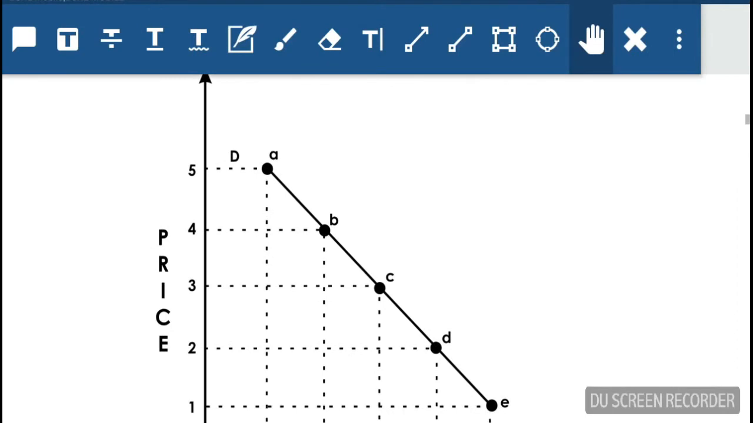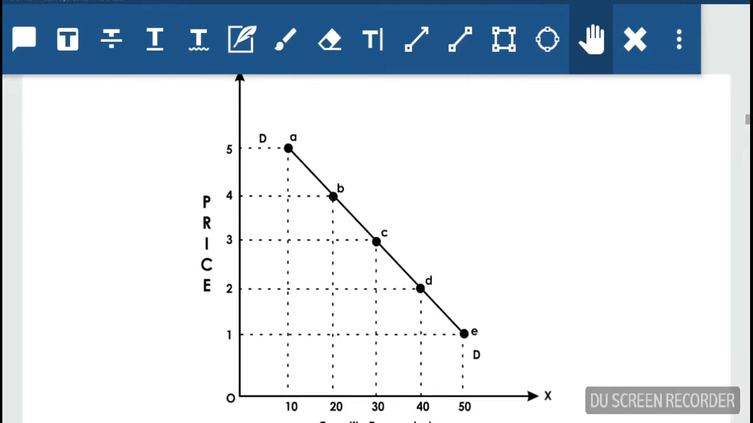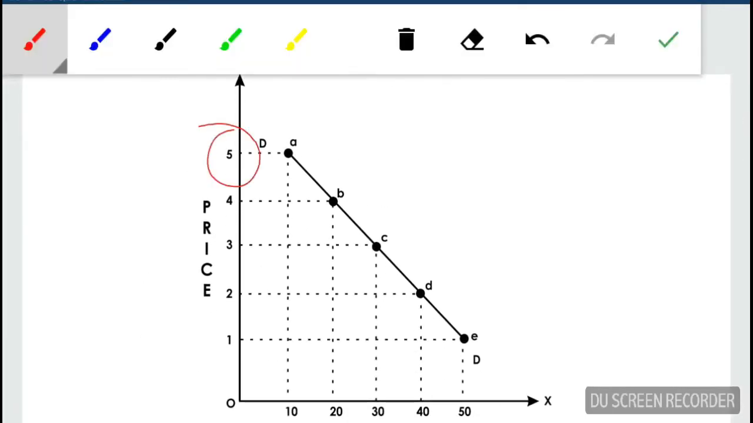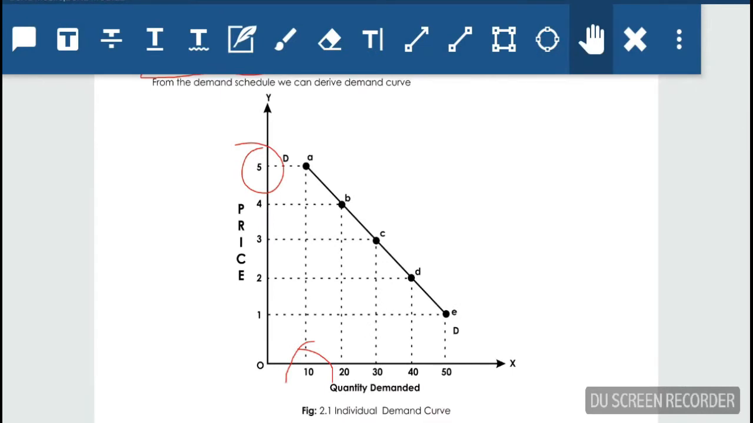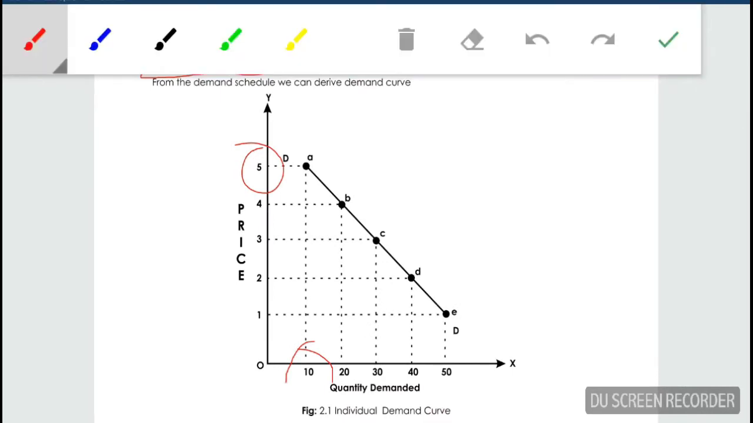The demand curve states the inverse relationship, you can see. When the price is 5, you will buy 10 units of a product. And when the price has decreased to 3, you can see that you will buy more of the quantity demanded. You will increase your demand from 10 to 30 when the price has decreased. So this is the inverse relationship between price and quantity demanded as per the demand curve.